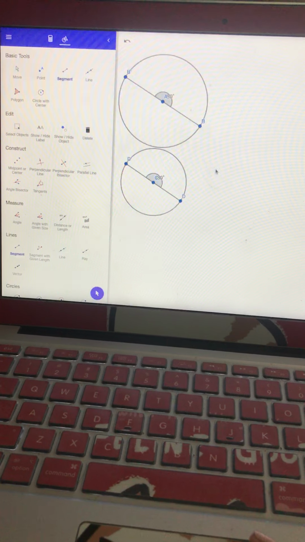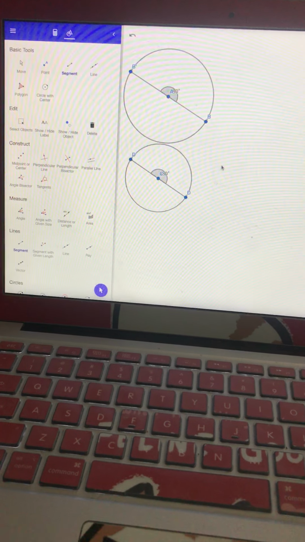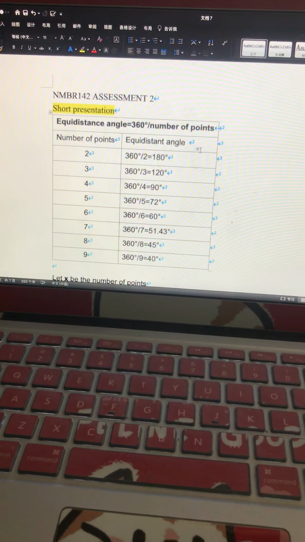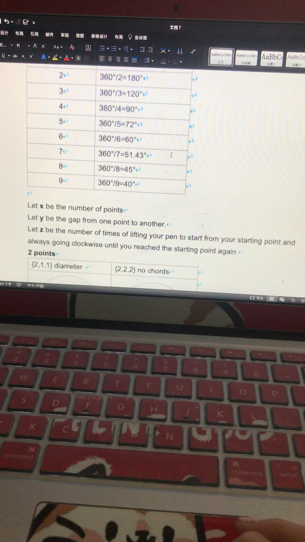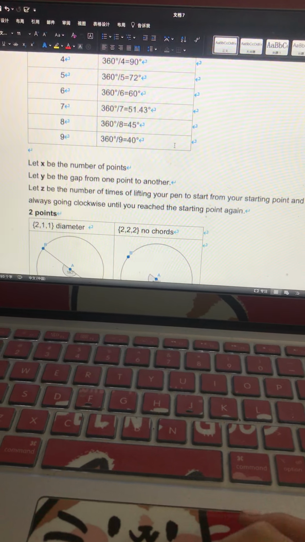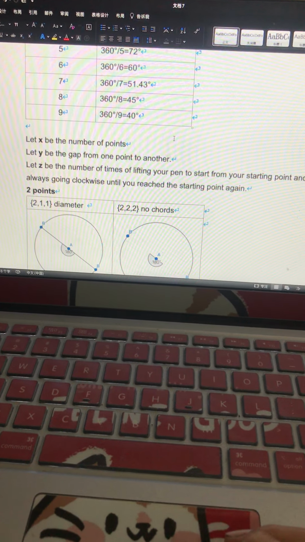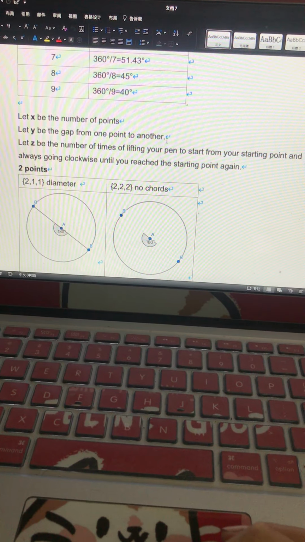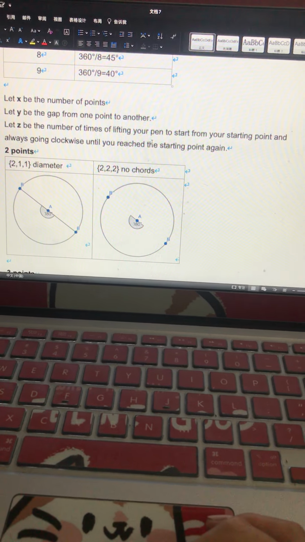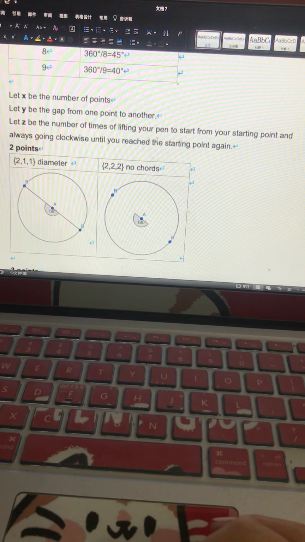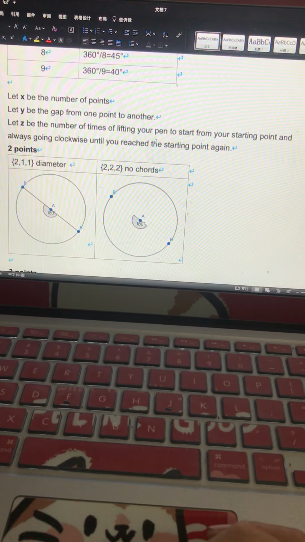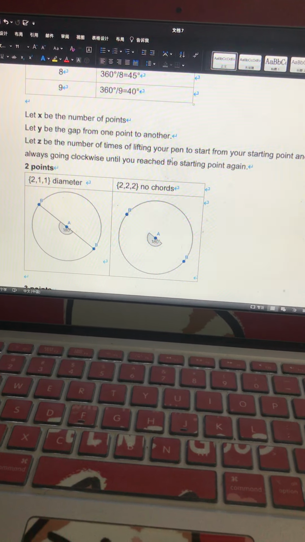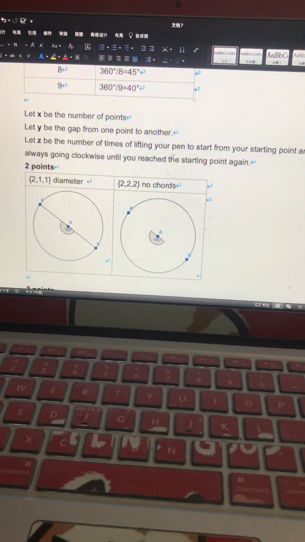This is a short example showing you guys how I draw the following circles in this assessment. And then I will show you guys the task of this assessment. This assessment will have S, Y, Z 3 values. The S will be the number of points, Y will be the gap from one point to another, and Z will be the number of times of lifting your pen to start from your starting point, always going clockwise until you reach the starting point again.